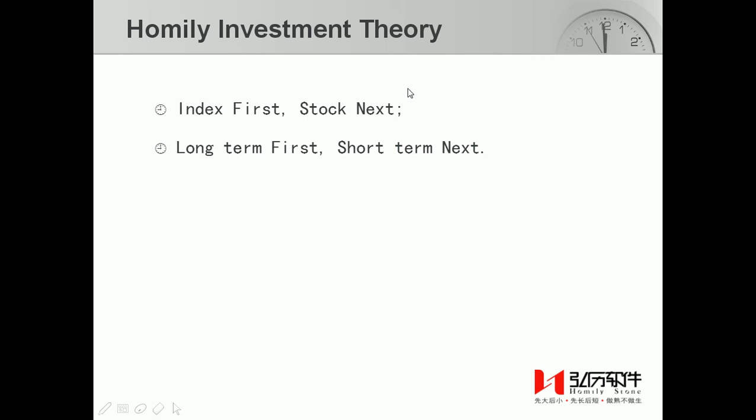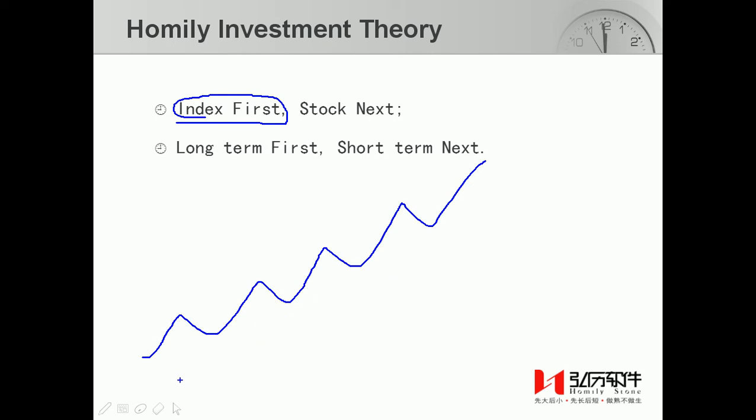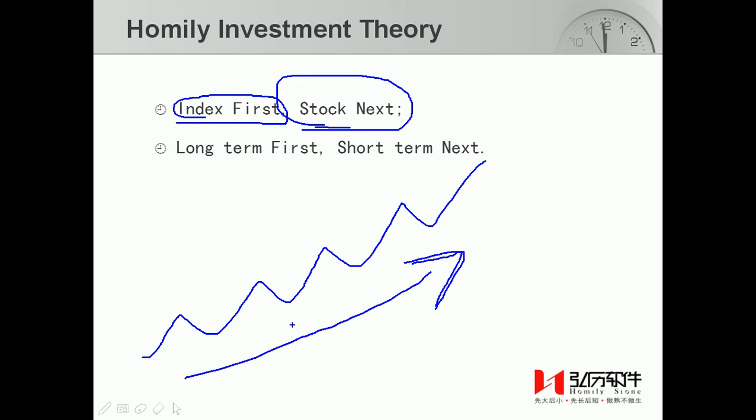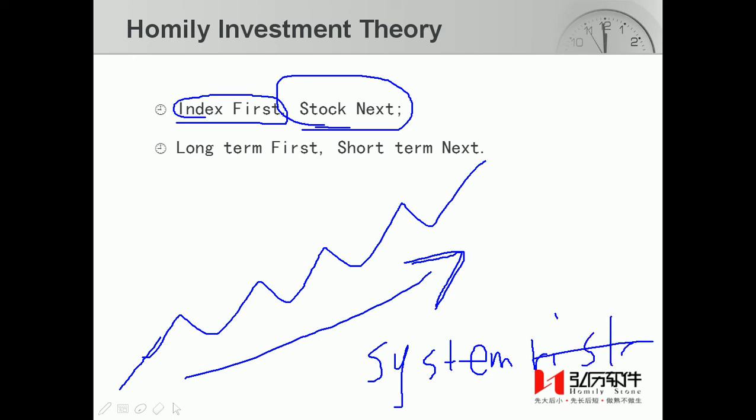Actually, we can make an explanation. About the index first, here is the main trend. The main trend is, for example, up or down. For example, here is the bullish market. So here, this is the index. Index first. What's that? The index goes up, and then the stock. You can see the stock. When we know the index goes up, it means the system risk, right? This is the system risk. So system chance.